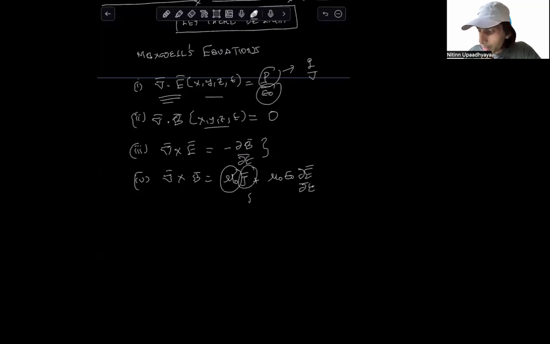J here is the electric current density. So just like rho was a charge density, charge per unit volume, J is called the current density, and that's current per unit area, the current flowing in a region per unit area. Now, these 4 equations constitute what are called Maxwell's equations.